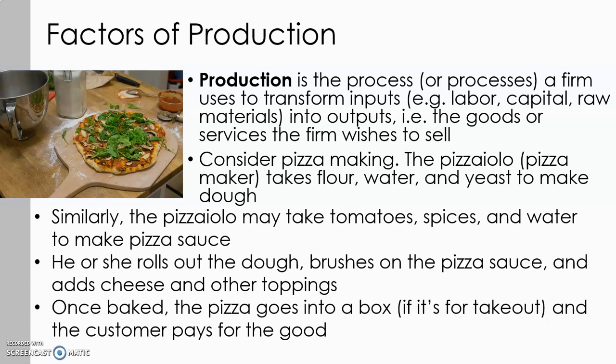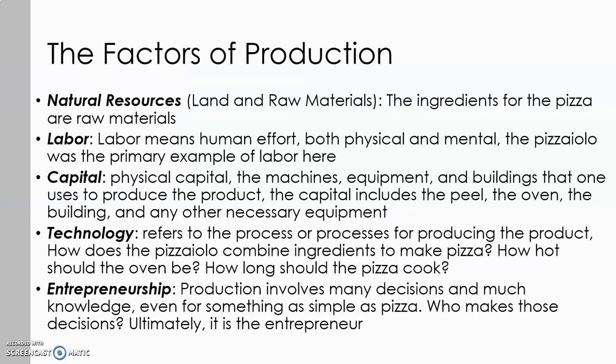There are four factors of production, but we want to keep in mind that the production process is going to take those factors in, use them as inputs to produce an output. So pizza making, for example, uses flour, water, and yeast to make the dough, tomatoes, spices, and water to make the sauce, labor to roll out the dough, brush on the sauce, add cheese and other toppings, and then a box for takeout or a plate for eat in. And that's what the customer is paying for, that finished pizza.